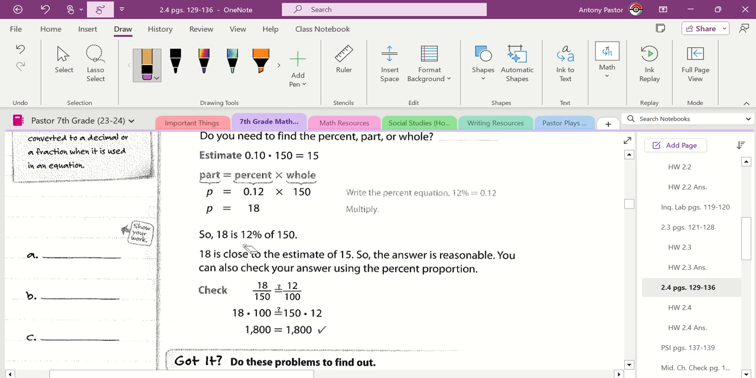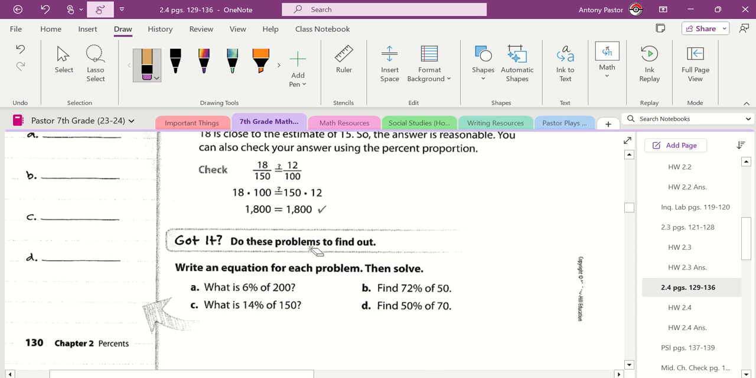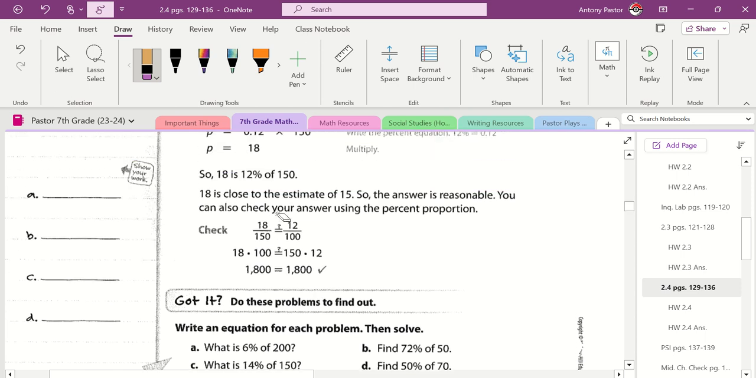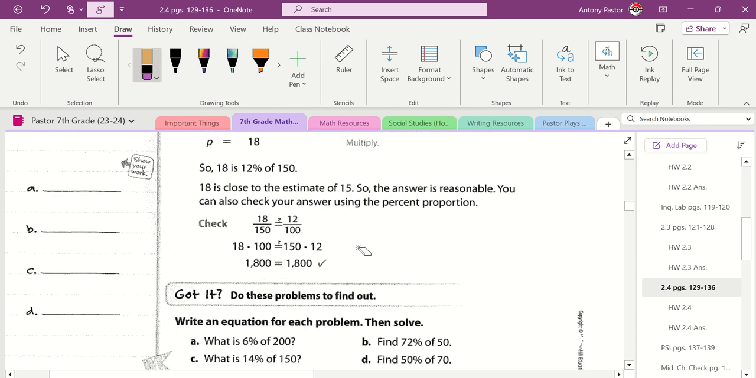And that was our answer. 18 is 12% of 150. And there is a way to check it if you go back to the percent proportion. Would 150 times 12 equal 18 times 100? And it does. They both equal 1800. So, boom.